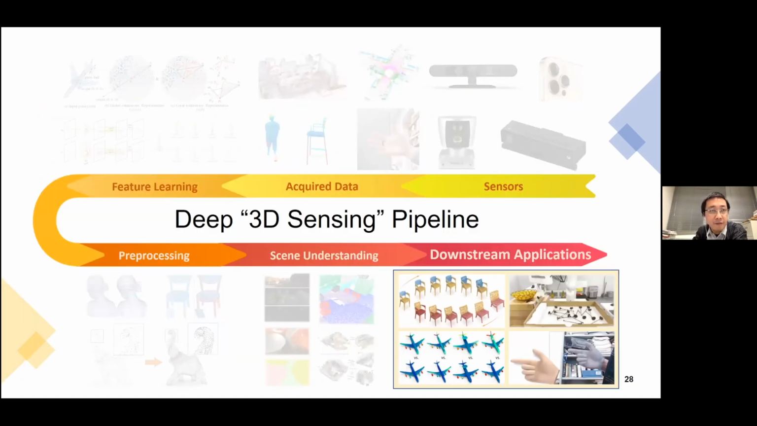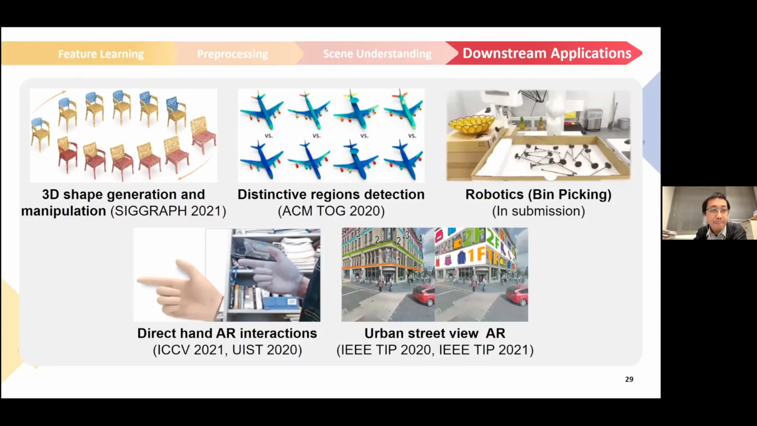Okay, and finally, I think I have to go faster and then just quickly overview different kinds of downstream applications that my group has done. Here I want to show you some results on the following applications. The first two are related to geometry learning and 3D shape generation and manipulation. The third one is on robotics. And the last two are on augmented reality.